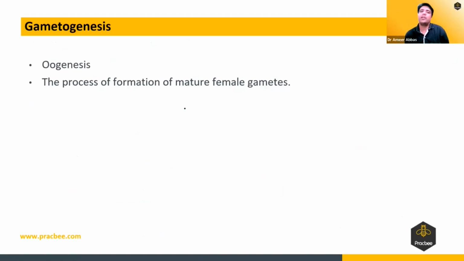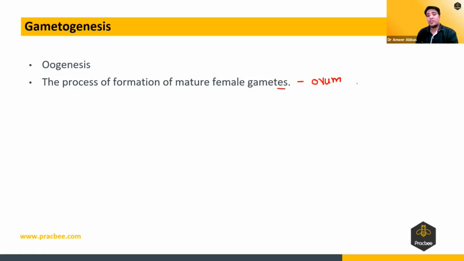So second gametogenesis is oogenesis. You know what oo is? Oo is ova, है ना? The process of formation of mature female gamete, that is ovum, is known as oogenesis.